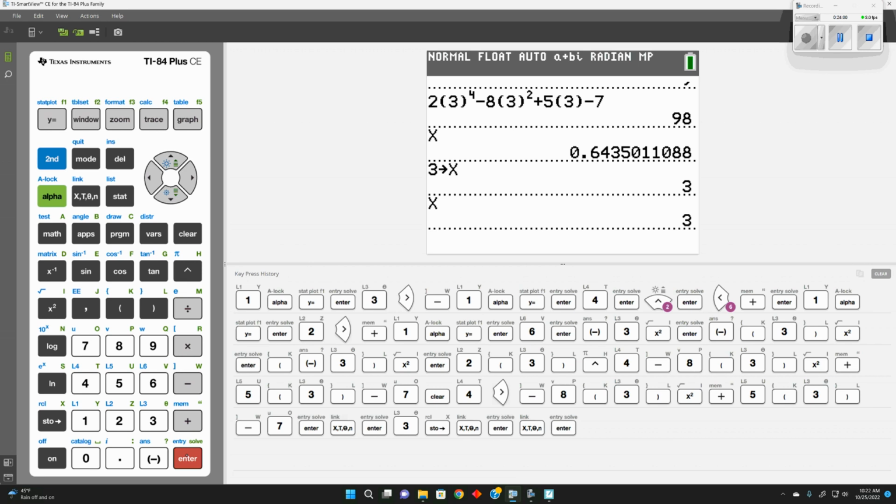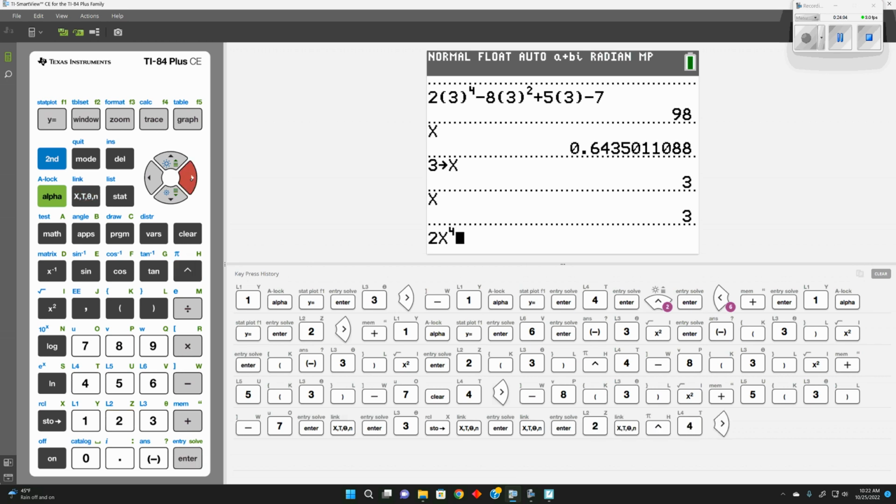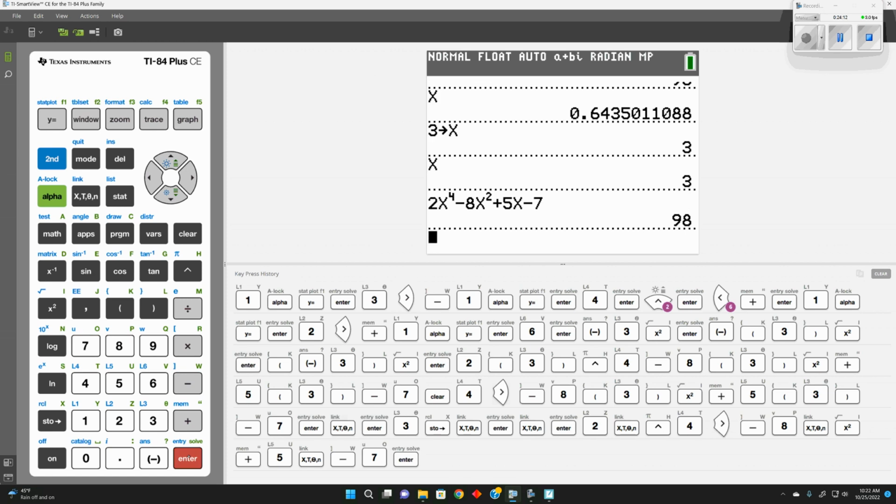Now, what's interesting with this is 2x to the 4th minus 8x squared plus 5x minus 7. X, and it'll plug that value in.